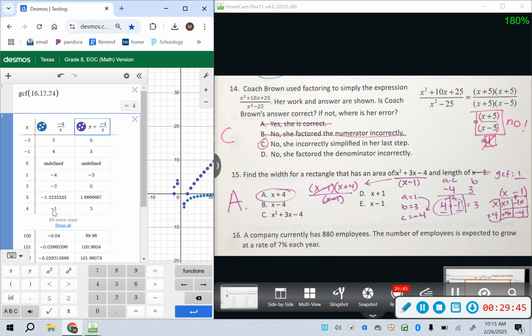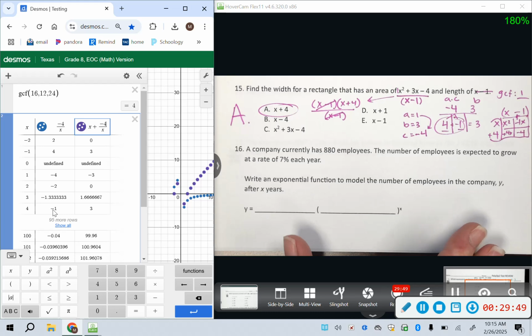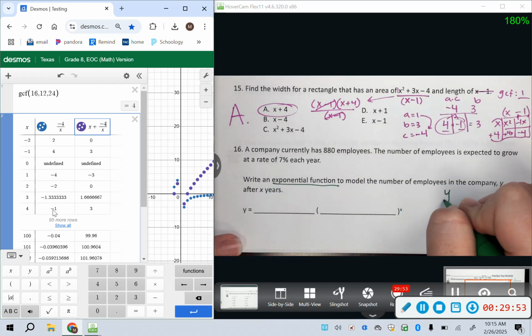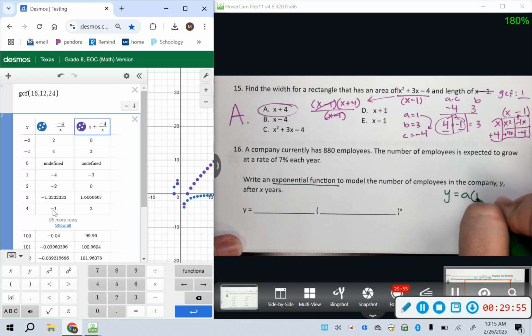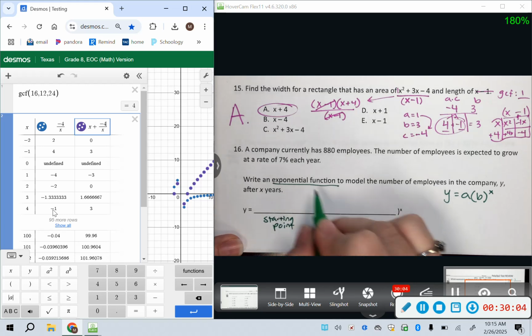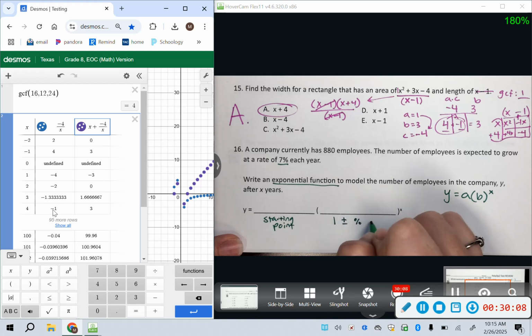Okay, so let's look at number 16. Hopefully we talked about it in class. Just a reminder first off, it says it's exponential. So we have y equals a times b to the x power, which is how it's set up. I want you to remember that a is your starting point. And b, in this situation with a percent, is going to be 1 plus or minus your percent as a decimal.